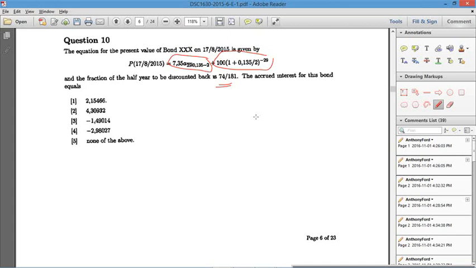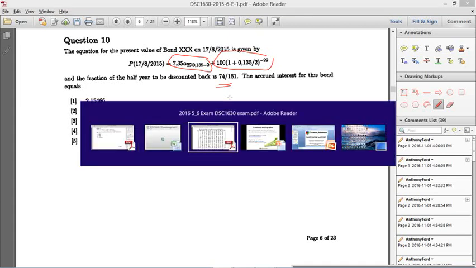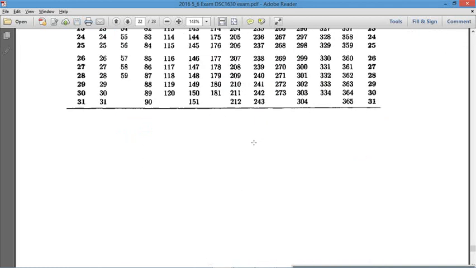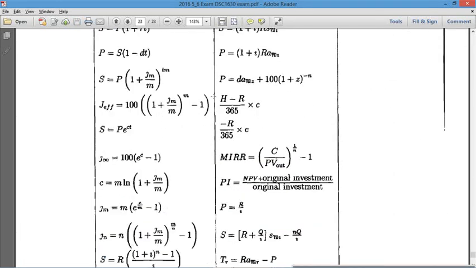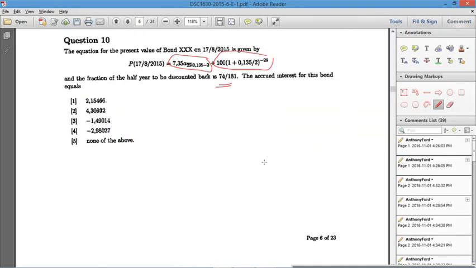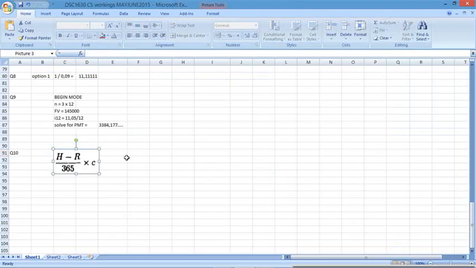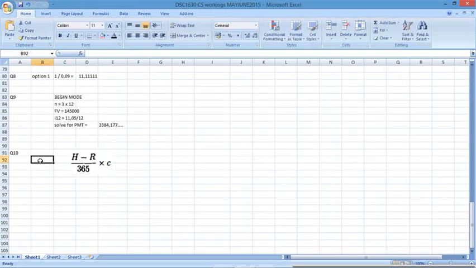Nice question. All you're going to have to do is determine, is this cum or is this x? Well, if it's 74 days, this is cum. So if it's cum, I'm going to be utilizing the formula for cum interest, which is this one over there. So accrued interest is going to equal H minus R over 365.